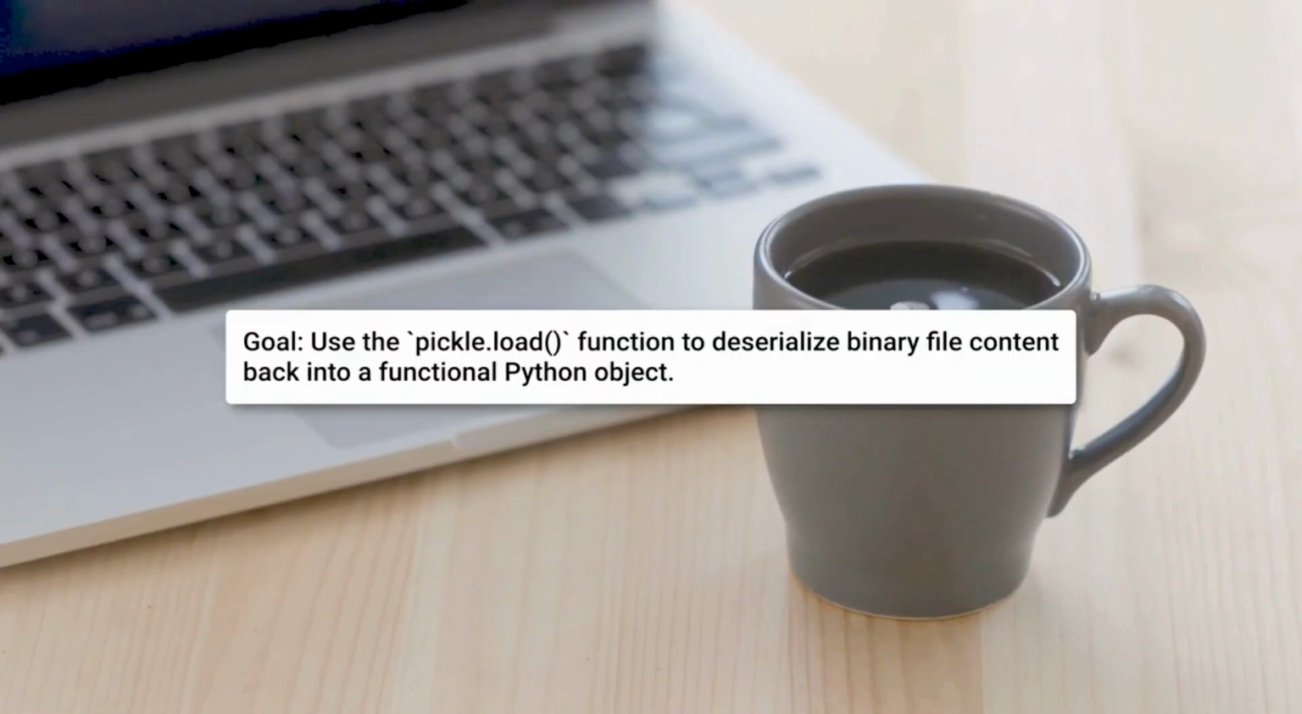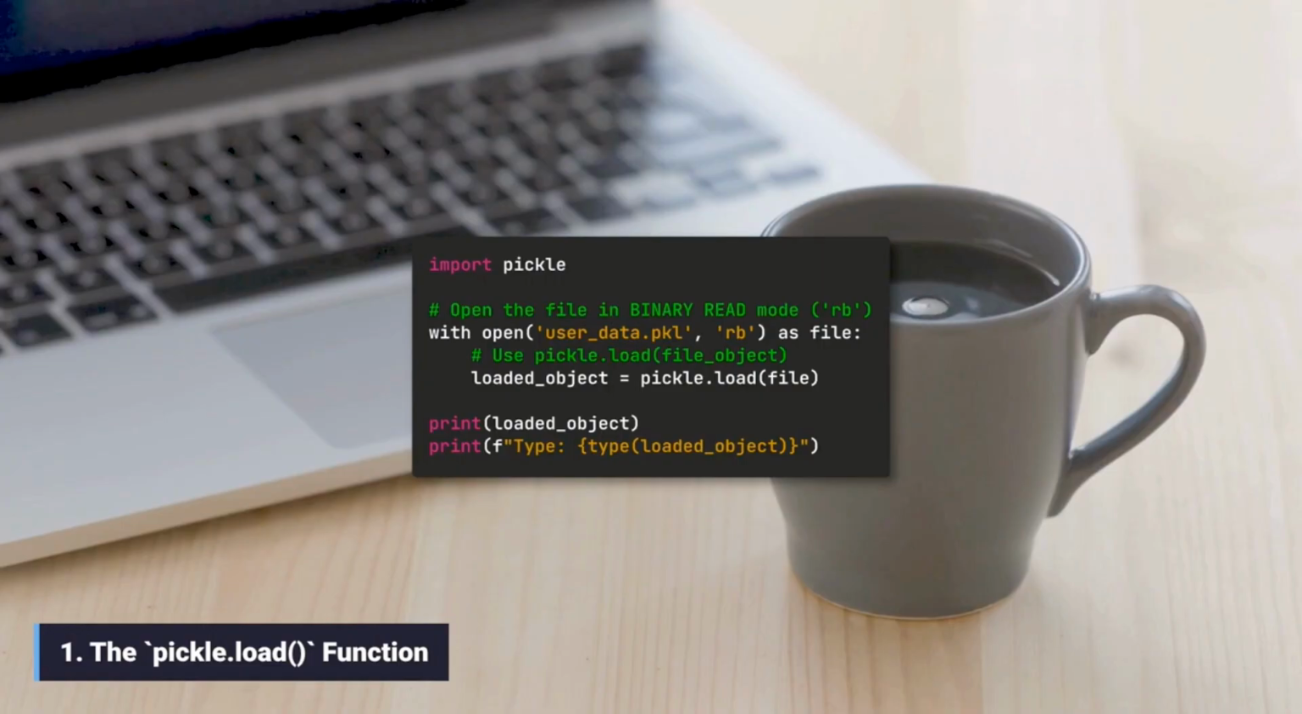1. The pickle.load() function. To unpickle an object, we must first open the file in binary read mode, specified by rb. We then call pickle.load(), passing the file object. This function reads the entire binary data stream, converts it back into the original Python data type, whether it was a dictionary, a list, or a custom class instance, and returns it. Notice that the type of the loaded object is exactly the same as the original object we saved.